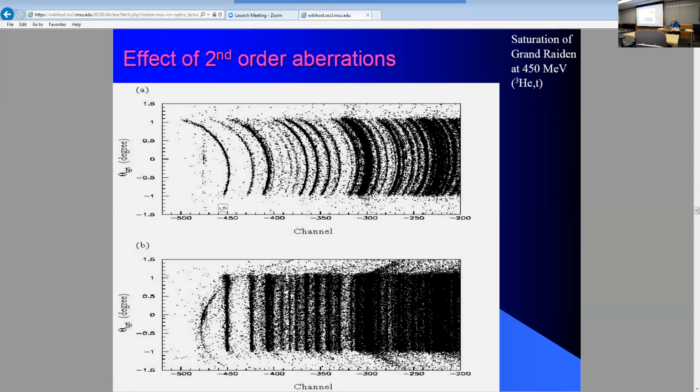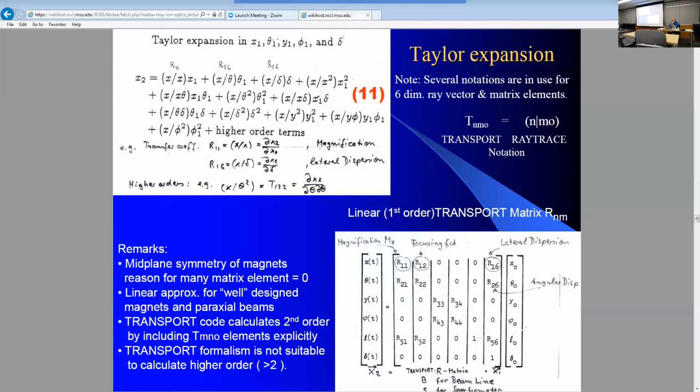So yeah, you may be able to correct, but not to the perfection you want. So we have a need for higher orders. For that purpose, we go into a Taylor expansion.